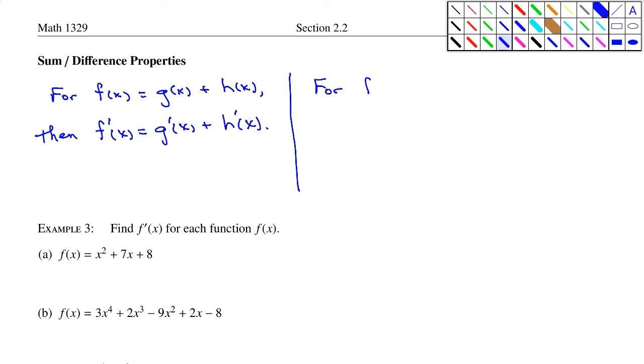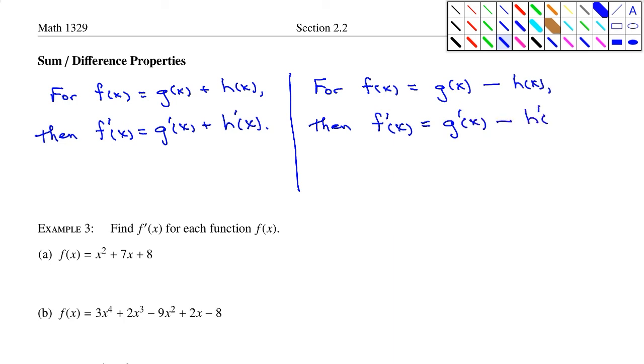For f of x equal to g of x minus h of x, then the derivative, f prime of x, is equal to g prime of x minus h prime of x. Now you may be wondering why we're making a big deal out of this and giving it names and showing you all this. Well, it's because it doesn't work for multiplication and division. There are special rules for finding derivatives in those situations, so we will go over those in the next section. But for sums and differences, it works out great.